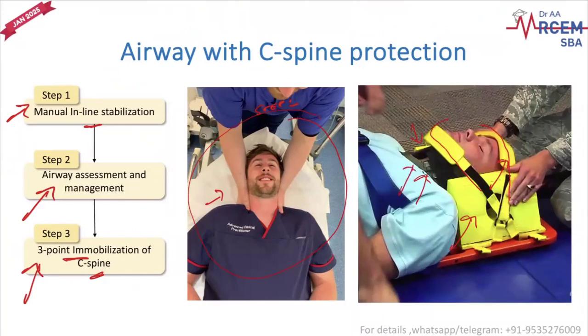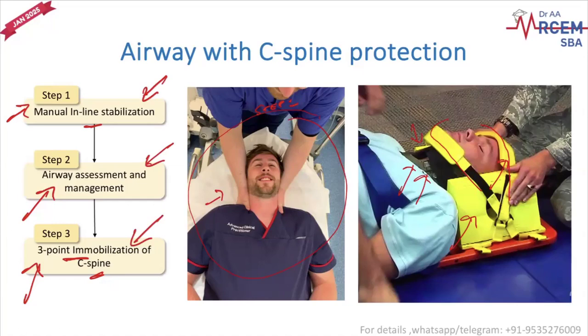Just using a C-collar is useless. Do not use just a C-collar. If you want to immobilize the C-spine, you need to do the 3-point immobilization, which involves head blocks, the C-collar, and tapes running at 2 different positions, one over the forehead, one over the chin. So the sequence, remember it, it is tested multiple times in the exam. First one is manual inline stabilization. Second is airway assessment. Third is 3-point immobilization.